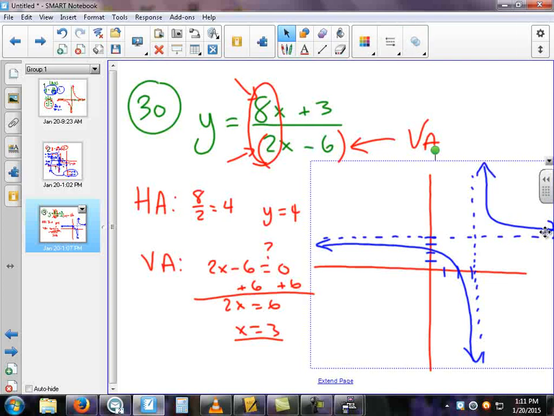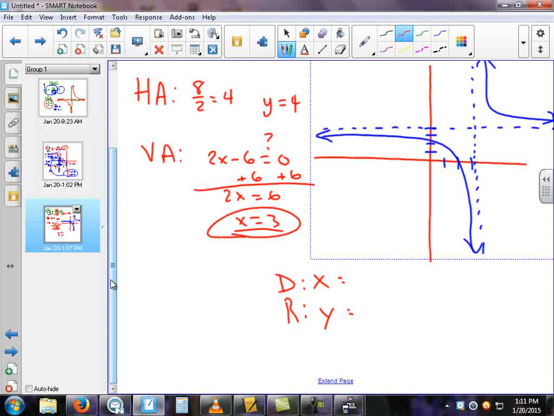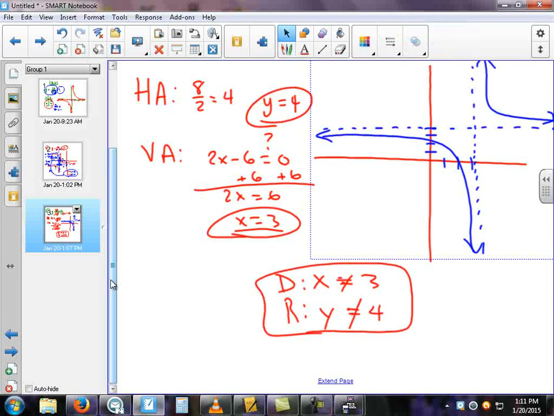We still want to be able to state the domain and range. What's nice about this is the domain and range is really based on the asymptotes. So the domain is about the x's, the range is about the y's. Well, according to my equation, my vertical asymptote was at x equals 3. So I'm going to say x cannot equal 3, and my horizontal asymptote was at y equals 4, so I'm going to say y cannot equal 4. Okay. So this is really useful. We're getting these graphs. They're great. We're finding the domain and range based on those asymptotes.